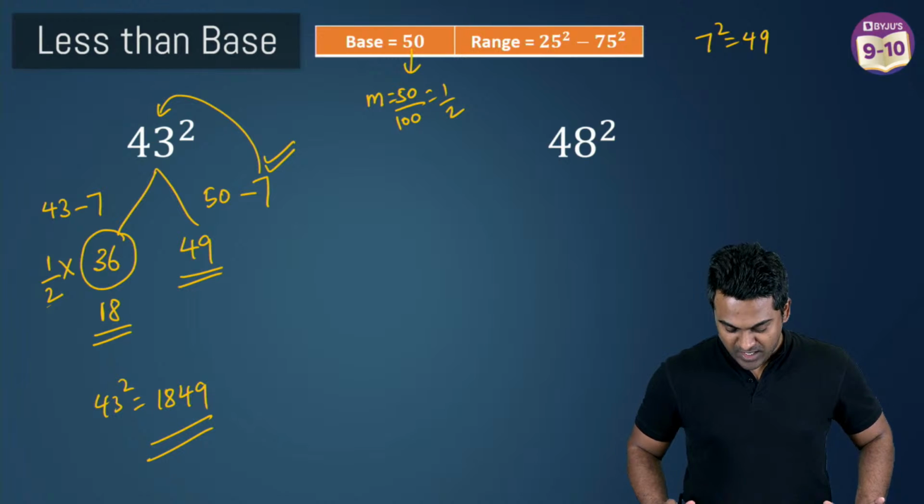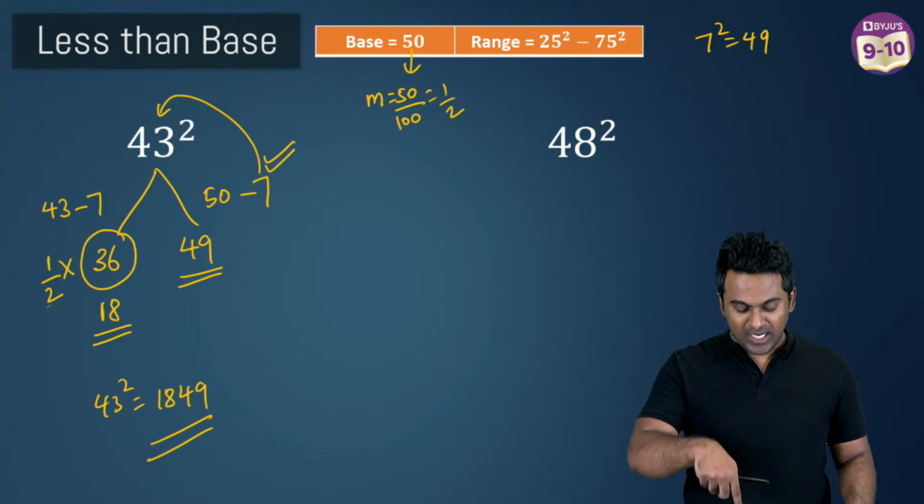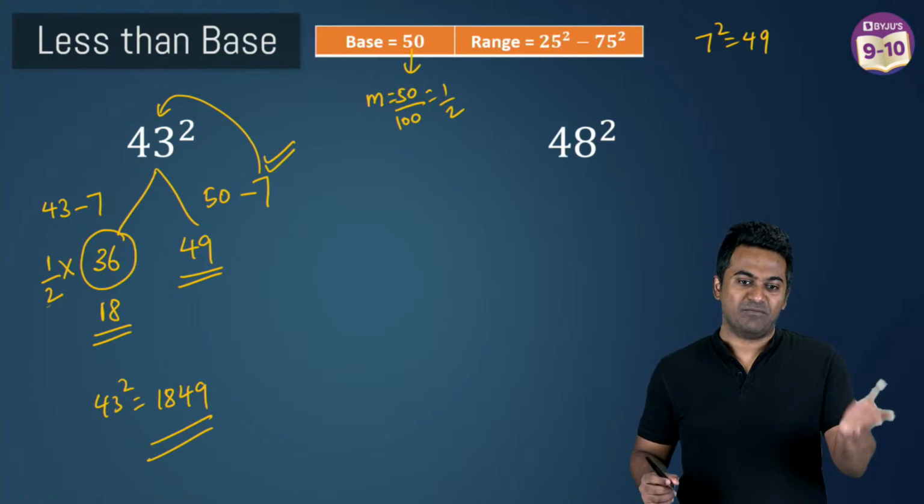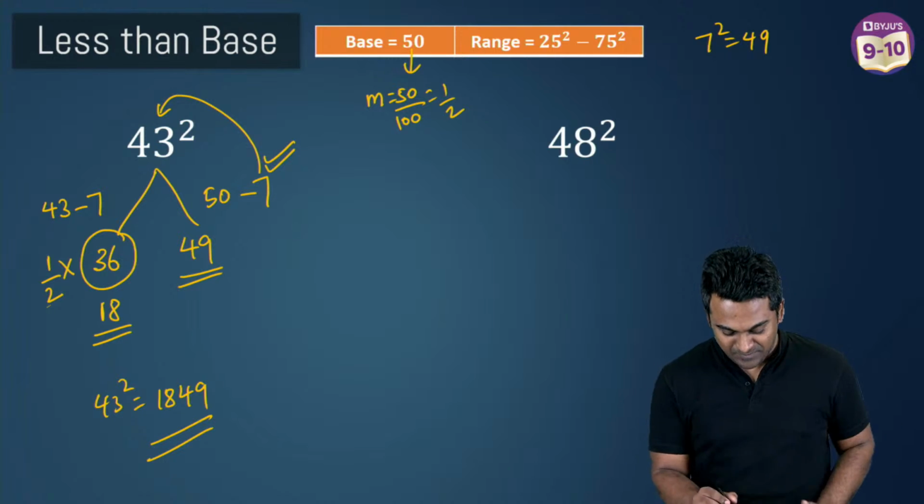Okay, AVI Gamer, I believe you've given the answer to 48 square. Okay, so shall we go ahead and check out what 48 square is? Yes, Army, very good. The first step is always the easiest one.